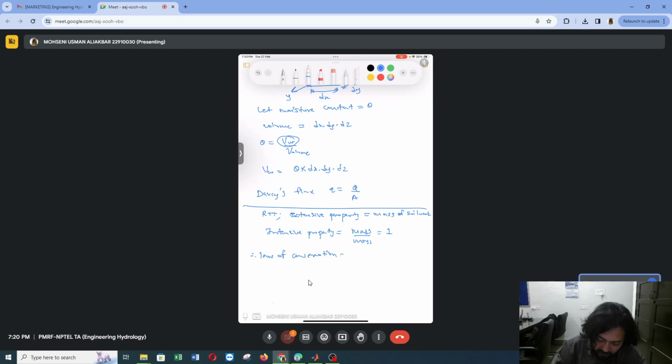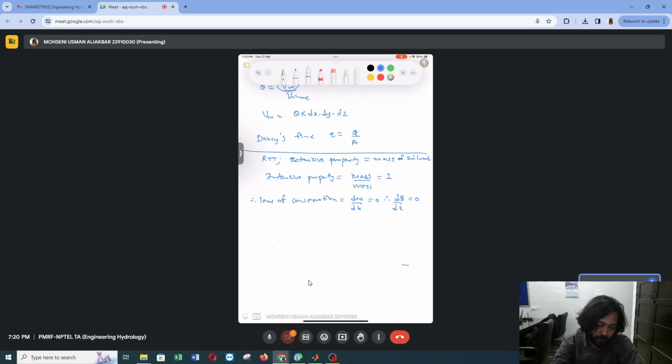And also we know that as per the law of conservation of mass, dM by dt is equal to 0, which means dB by dt, the term which comes on the left hand side of the RTT equation, would be 0. These things we have already derived in the previous class also, but this is just a revision for you, right?